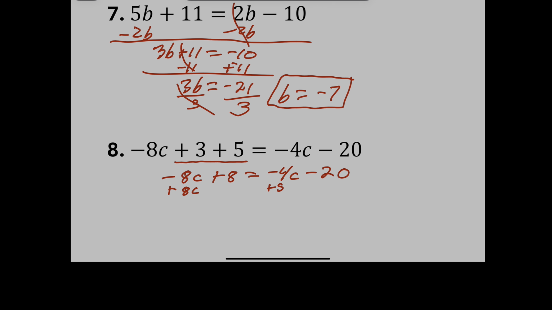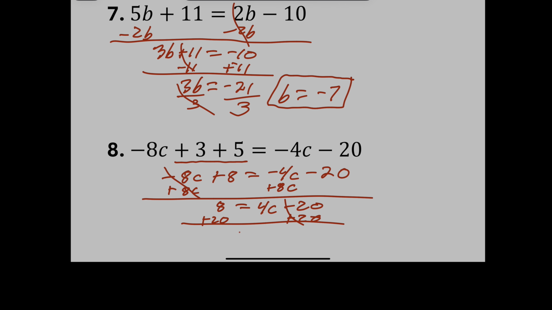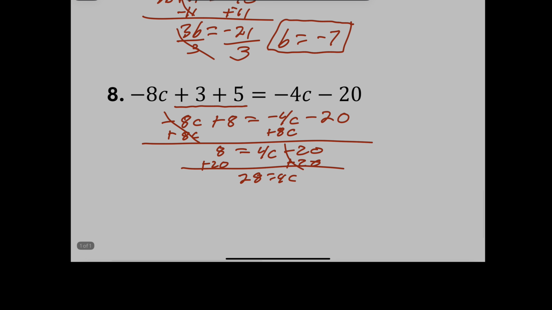Plus 8c, plus 8c. Why? Because I want to keep my c's positive. Because now I'm going to get an 8 equals, that's going to become a positive 4c minus 20. I'm now going to add 20 to both sides. Boom, they die, and I get 28 equals 4c. I'm running out of room, so I'll just go like that. I'm going to divide each side by 4, die, and I get 7 equals c.